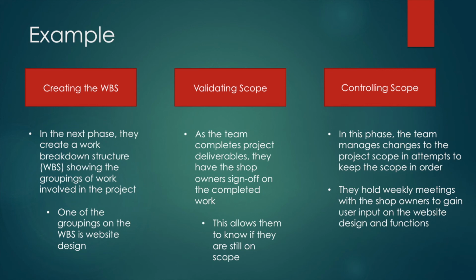The final phase is controlling scope. The team manages changes to the project scope in an attempt to keep the scope in order. They hold weekly meetings with the shop owners to gain user input on the website's design and functions.